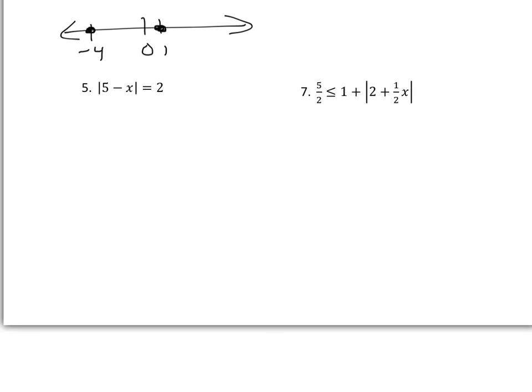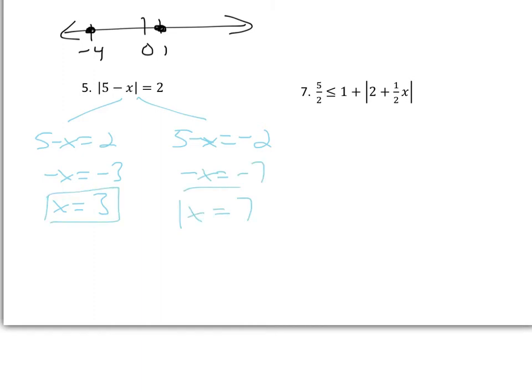Okay, so this one, once again, is already set out for us. The absolute value is isolated, so we can go straight to the split stage. The same way it is, same on the left, opposite on the right. Okay, solve for x, so we can subtract, divide by -1, subtract, divide by -1, and our two answers are 3 and 7.